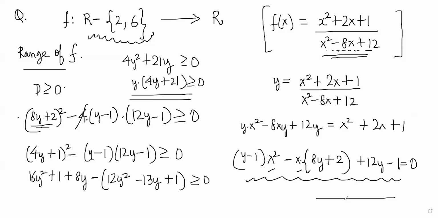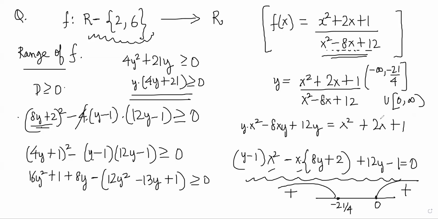So you will get −21/4 and 0, and it should be above or below these points. It cannot be between these two. So our answer will be (−∞, −21/4] union [0, ∞). Correct? Yes. This is a standard problem solving method. So you should know this whenever there is a rational function like this. You have seen it in your Allen book and all, no? Yes, sir.